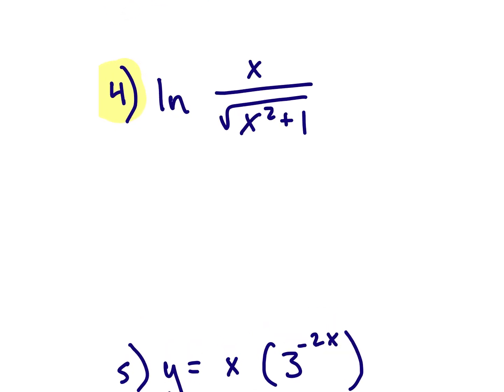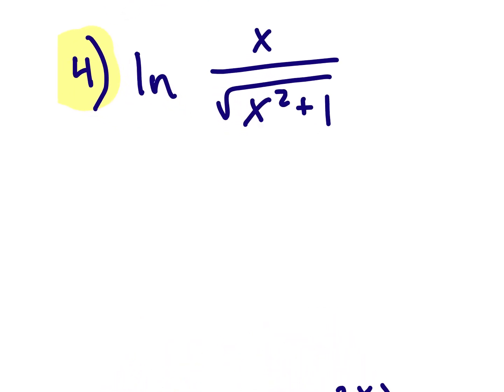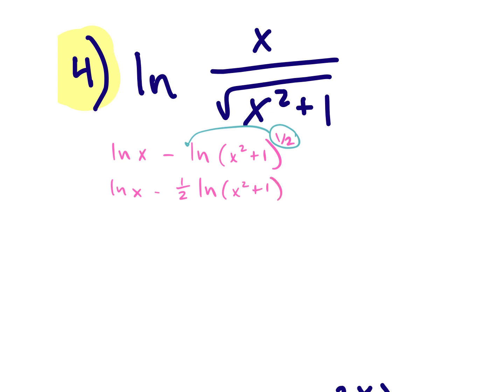Let's do 4. So same idea here. Since we're dividing, I'm going to expand it with subtraction. So the ln of x minus the ln of x squared plus 1, I'm going to change it to the 1/2 power. Then what do I do with exponents? Put the 1/2 in front of the ln. So the ln of x minus 1/2 times the ln of x squared plus 1.